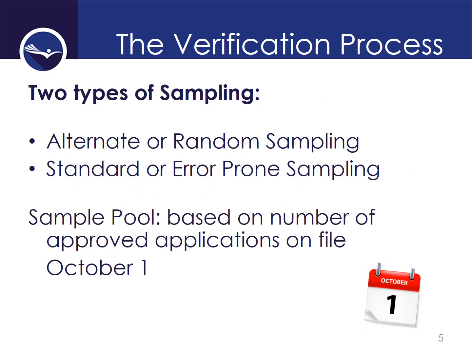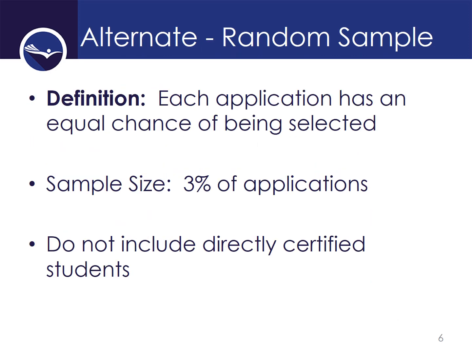There are two types of verification sampling used in Nebraska: alternate or random sampling and standard or error-prone sampling. We will review each type. The school district sample pool is based on the number of applications on file as of October 1st. Remember, an application is a piece of paper, not the number of students who qualify for free or reduced meals. Also, if you determine the number of applications you have on file on October 1st, it will not include households that may still be on carryover from last year and have not turned in a meal application for the new year. Let's begin by discussing an alternate or random sample.